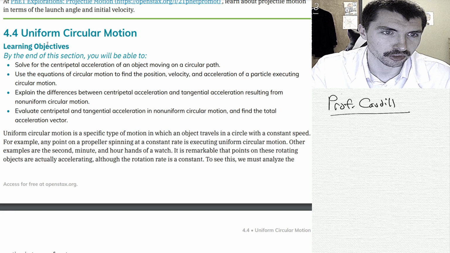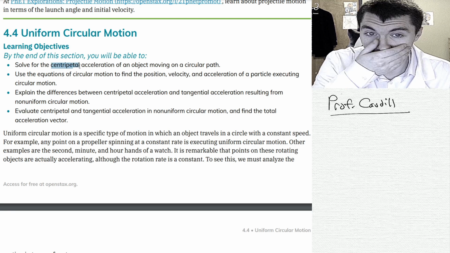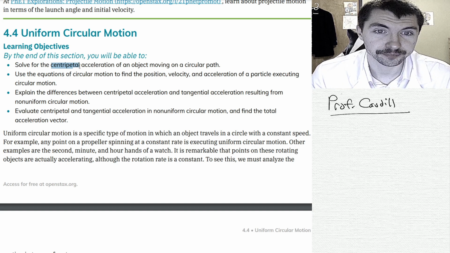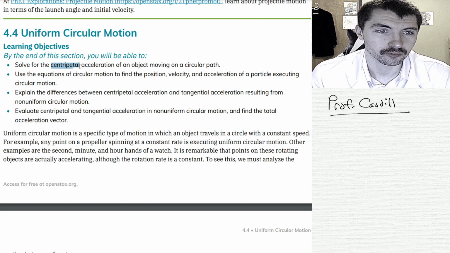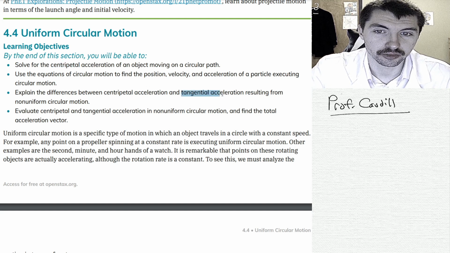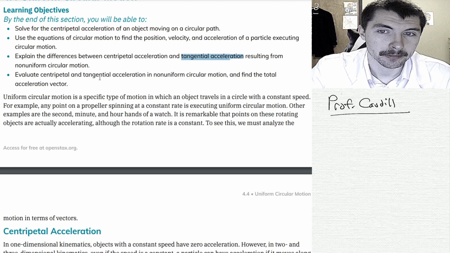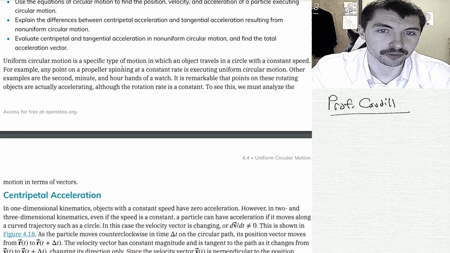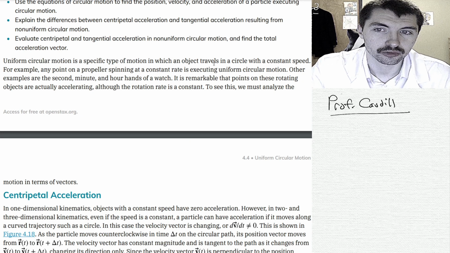So, uniform circular motion. So, centripetal. Centripetal, is that when it goes to the center? Okay, so I've never heard this term, tangential acceleration. All right, so it's a type of motion in which an object travels in a circle at constant speed.